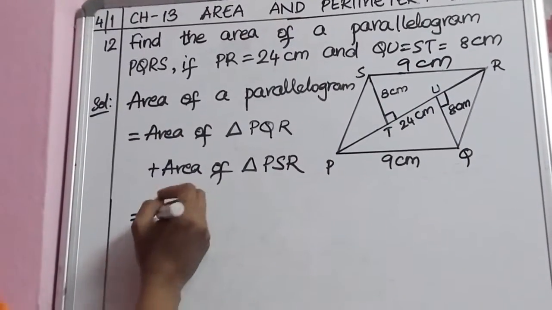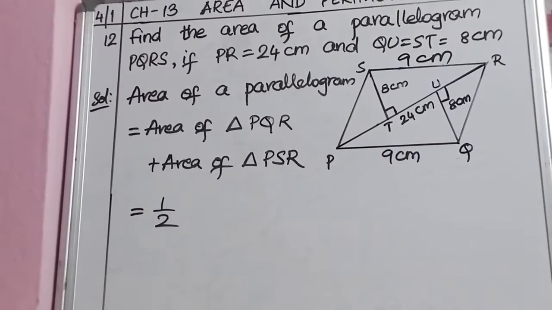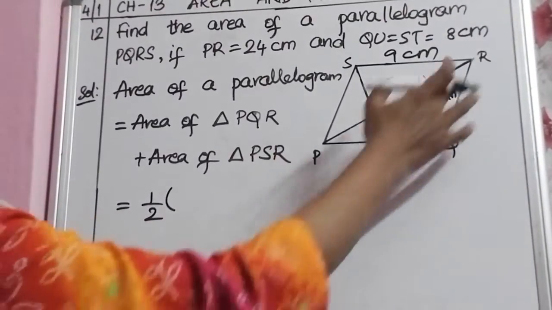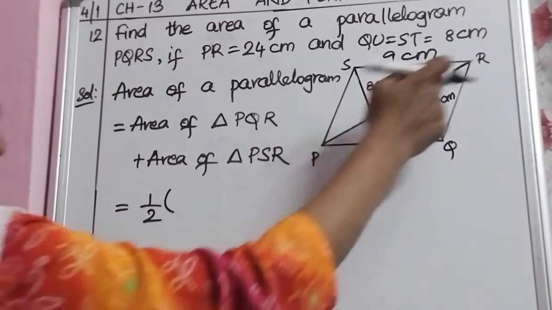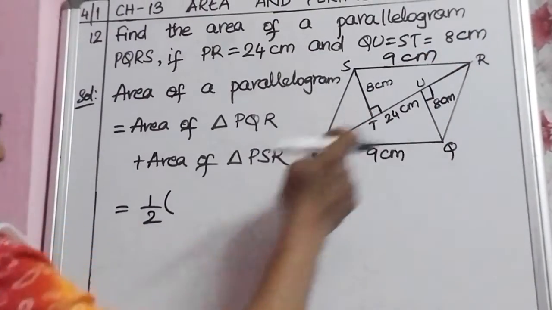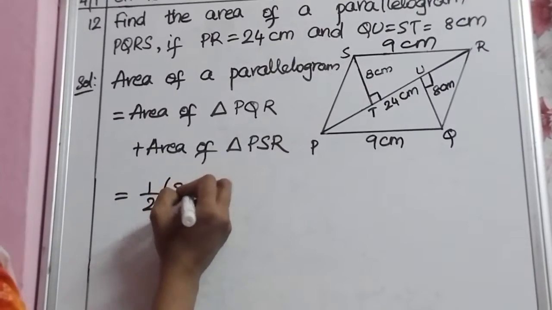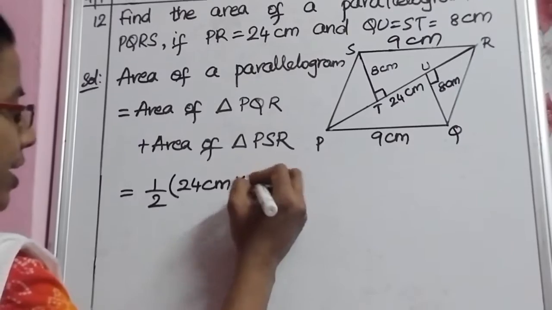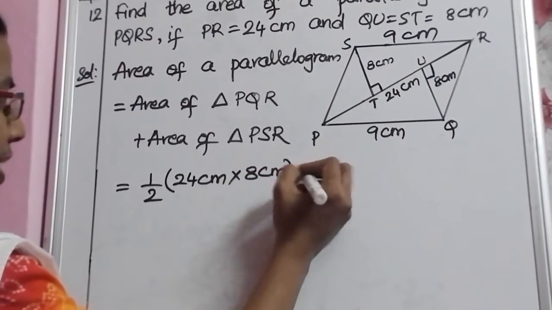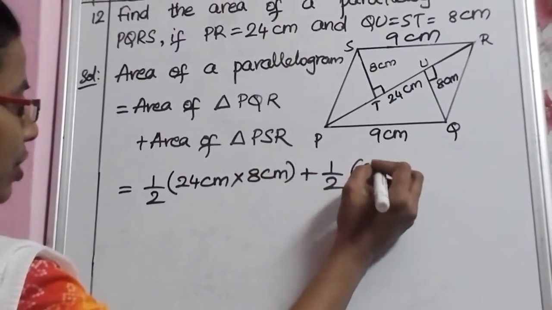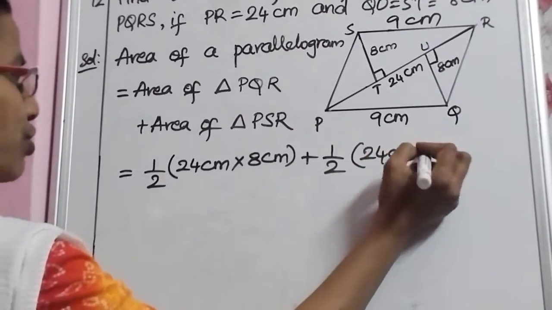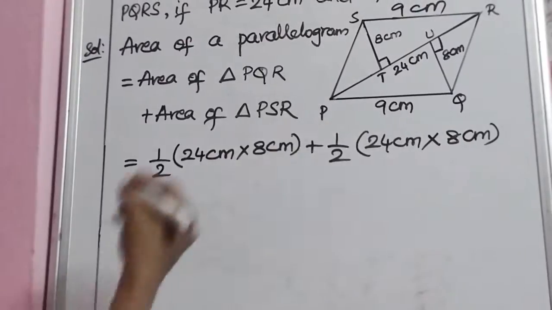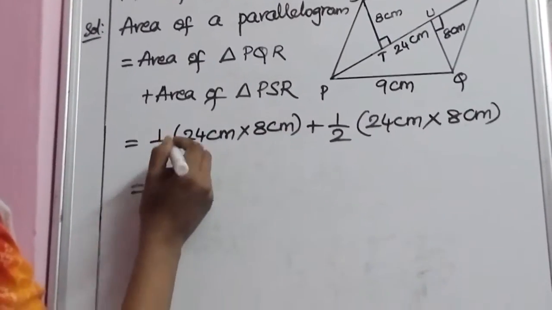So now let's use the formula. Area of a triangle is half base into height. For this triangle, the base is the longest side. This is the common side and this is the longest side. This we are going to take as a base, 24 centimeters into height is 8 centimeters, plus half into 24 centimeters because it's the common side, that is the base, and into 8 centimeters. Height is same, so it is given like that.